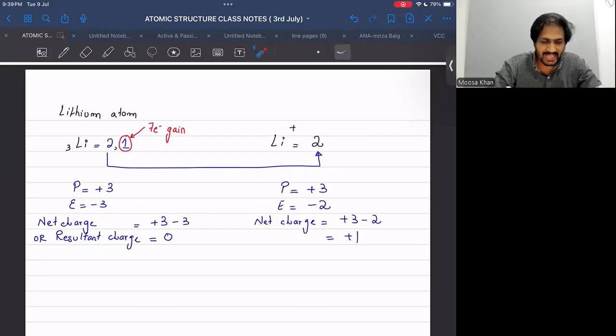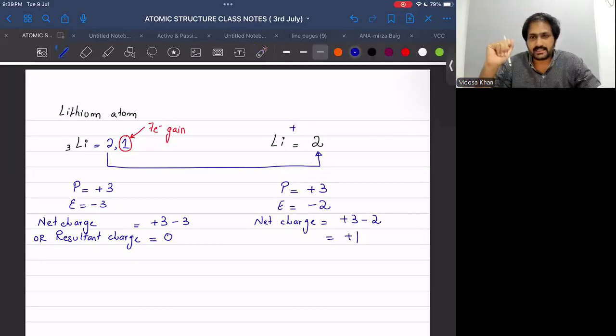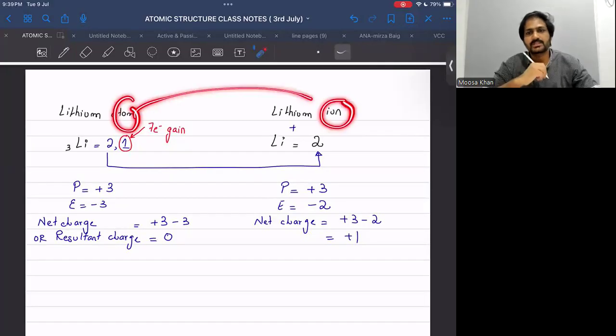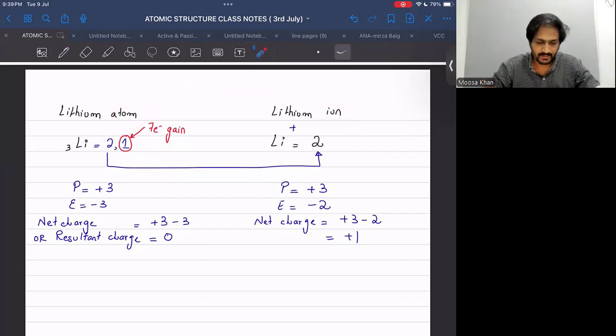We write +1 like this. We do not have to write 1. If we just write positive and no number with it, it means by default it is 1. अब हम इसको लिथियम एटम नहीं कह सकते. एटम वो होता है जब चार्ज 0 होता है. अब ये क्या बन गया है? This is known as lithium ion. बस एटम हटा के इसकी जगह पे क्या रख दोगे? आयन रख दोगे. This is known as lithium ion.